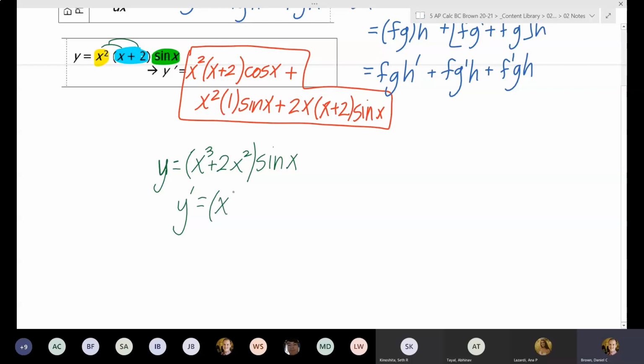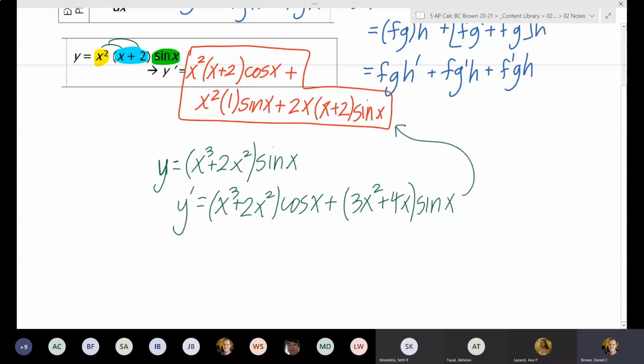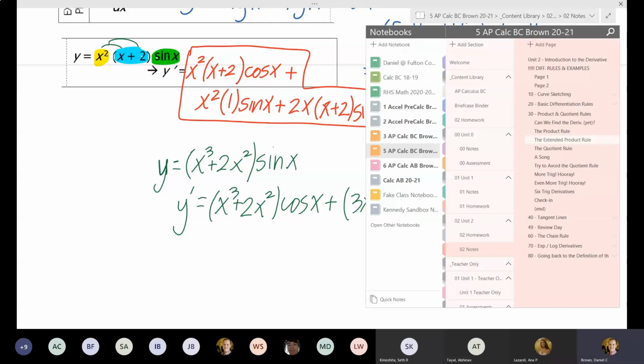So I have the first times the derivative of the second, and then plus the second times the derivative of the first. This answer we have right here is equivalent to the one that I found in red. And that's kind of true for any of these problems we do with derivatives. If you want to simplify it before you take the derivative, and as long as you simplify it correctly, you are going to get an equivalent answer. Sometimes you will have a simplified answer as well. So that's the product rule.